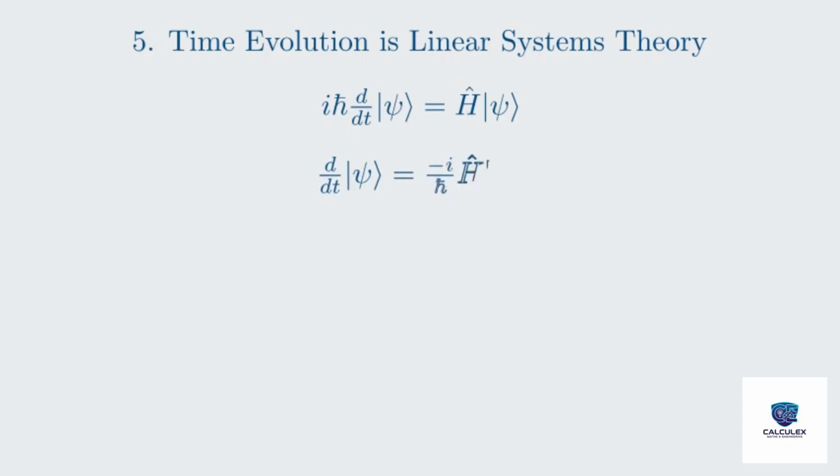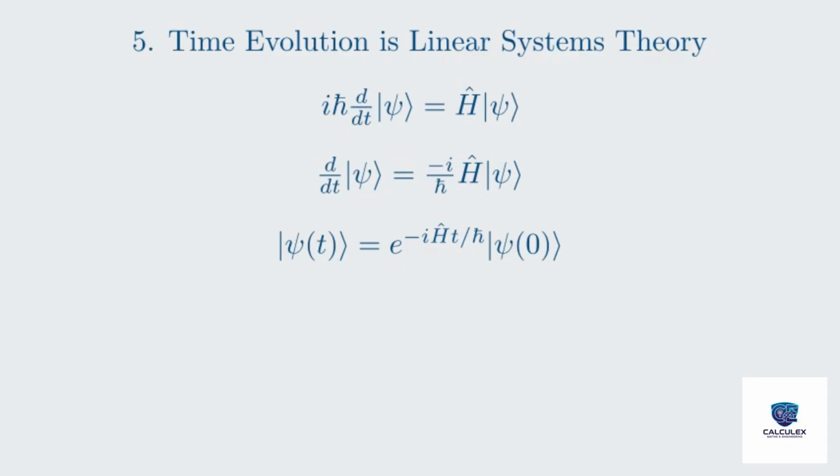It's an observable, and it's a matrix. This is a first-order linear differential equation. It's just like the equations engineers solve every day to describe how systems change in time. The general solution to this type of equation is an exponential. The state vector at any time t, |ψ(t)⟩, is found by multiplying the initial state |ψ(0)⟩ by this operator, e to the power of negative i H-hat t over h-bar.